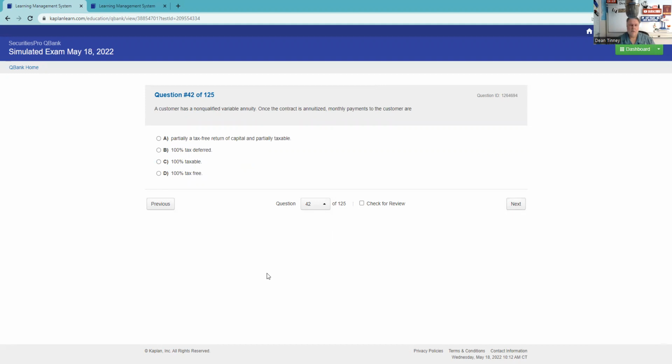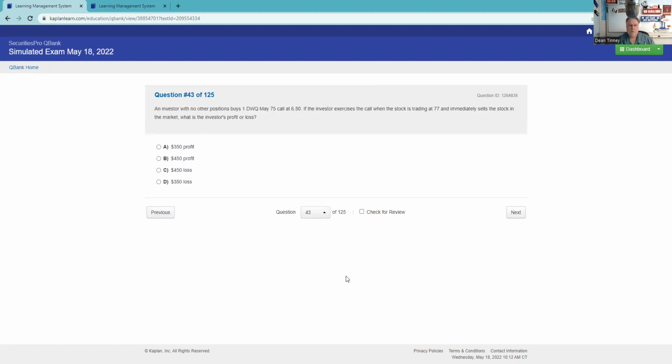A customer has a non-qualified variable annuity. So as a test taker, I hear non-qualified, I think after-tax money. I'm funding the variable annuity with money I've already paid taxes on. Now, the neat thing about a variable annuity is when I annuitize and turn it into an income stream that I can't outlive, that's pretty cool. Some of that money coming back to me is money I've already paid taxes on. And so part of the return of my original money is not taxed, and then I'm going to owe taxes on the difference. So the answer is A.